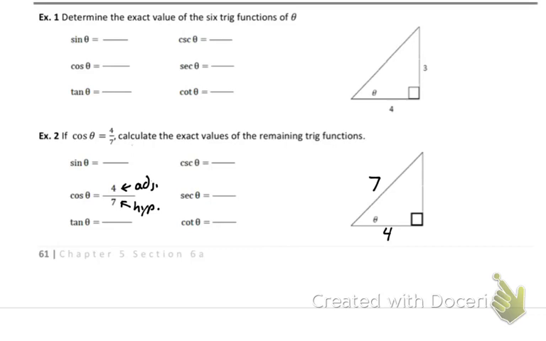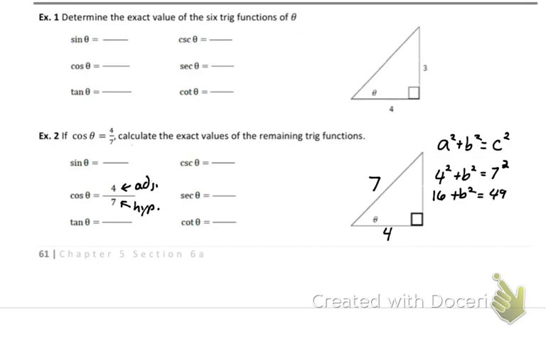To get to that side length, we have to use the Pythagorean theorem, a squared plus b squared equals c squared. C is always going to be our hypotenuse, and a and b will always be our sides. So it's side squared plus side squared equals hypotenuse squared. One of my sides is 4, so we'll have 4 squared plus b squared equals, instead of c squared, 7 squared. So that's going to be 16 plus b squared equals 49.